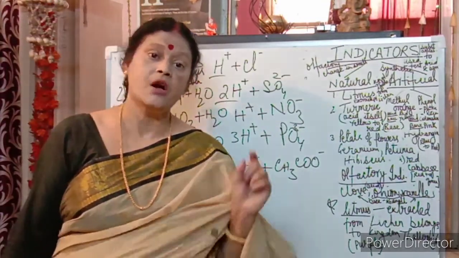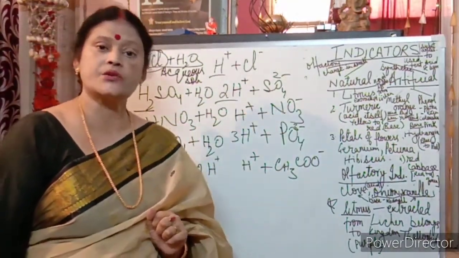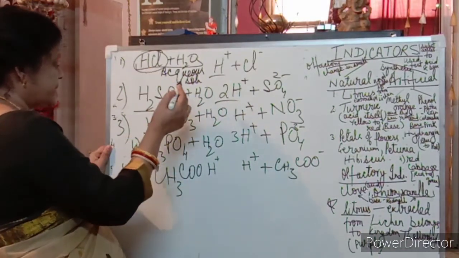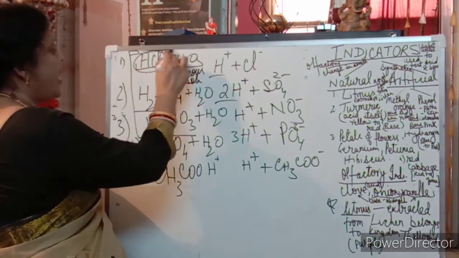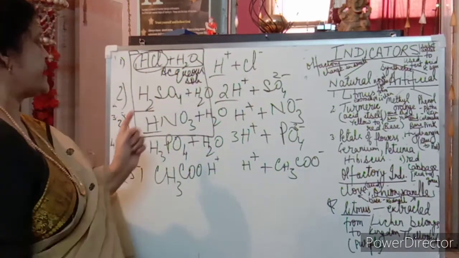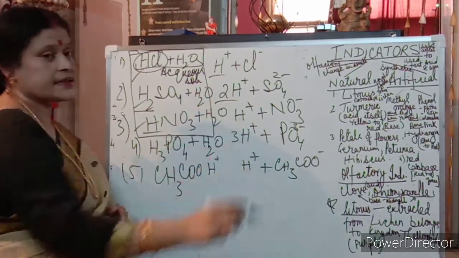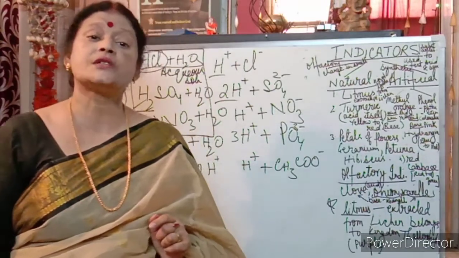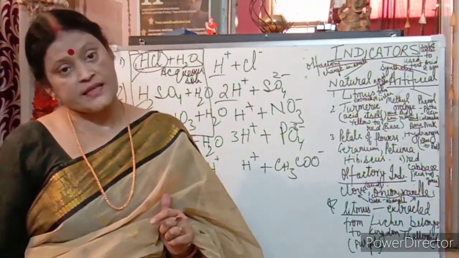Whenever it is breaking, all the hydrogens are released into the solution. Then it is known as a strong acid. So these three, HCl, hydrochloric acid, sulfuric acid and nitric acid, are very strong acids which dissociate the hydrogen ions completely and faster.